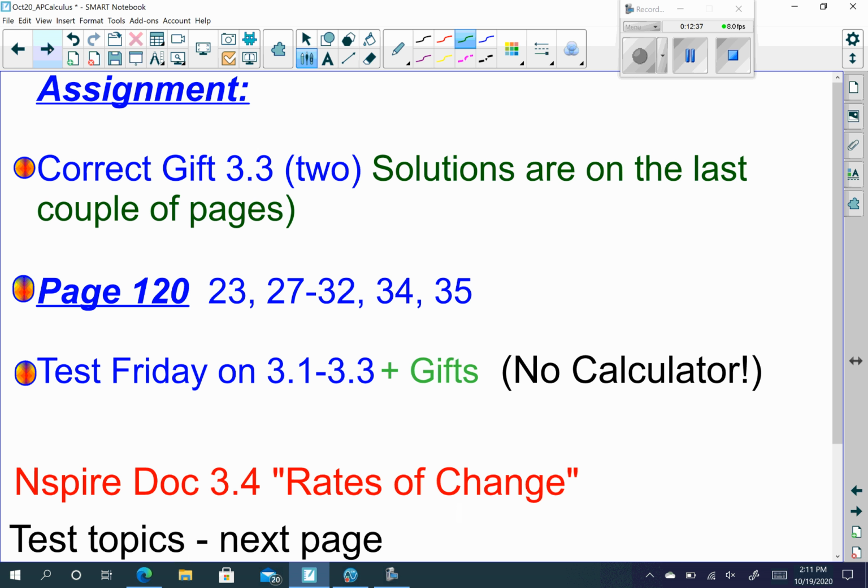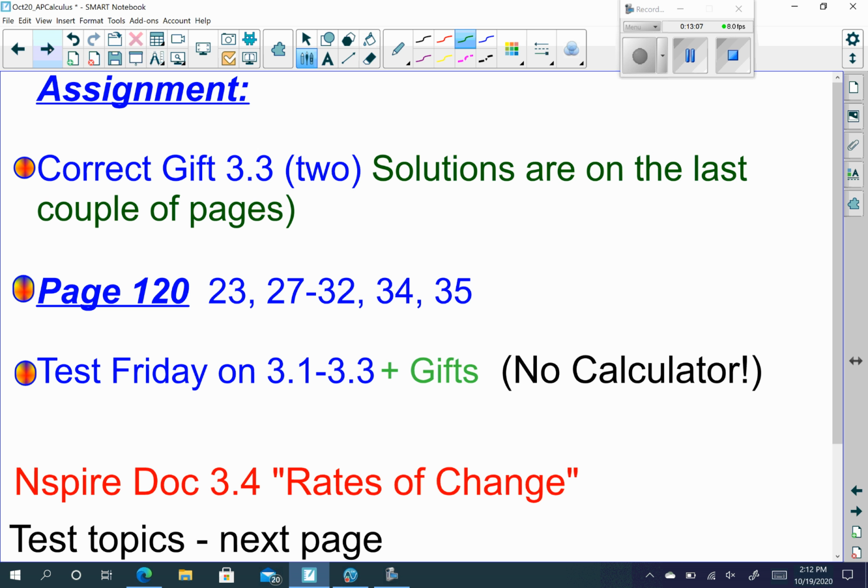All right, so like I said, I'll have a separate PDF of the Gift 3.3 Part 2 answers. I also want you to work on page 120, 23, 27, 32, 34, and 35. This is just a reminder there's going to be a test Friday over the first 3 sections of Chapter 3, the gifts, the homework worksheets included. The entire thing is no calculator. I'll let you know over the next couple days how many problems to expect, the point values roughly. Should be about 40 to 45 points.